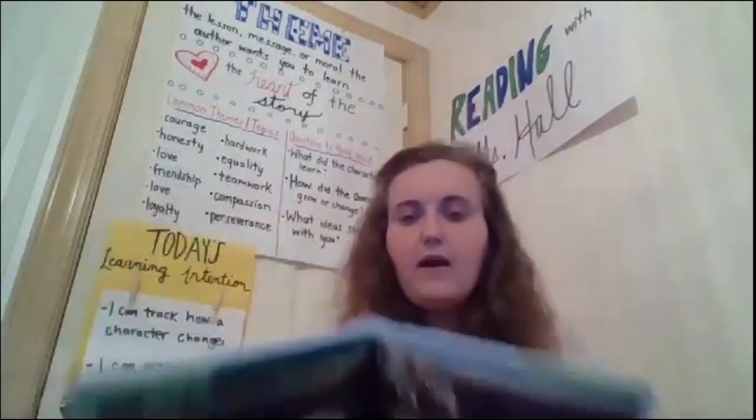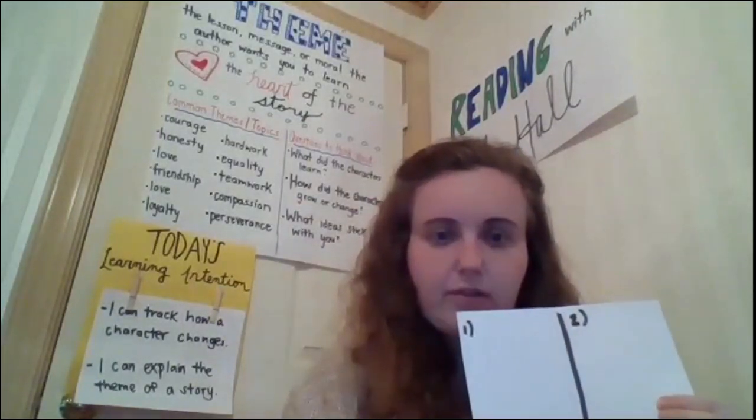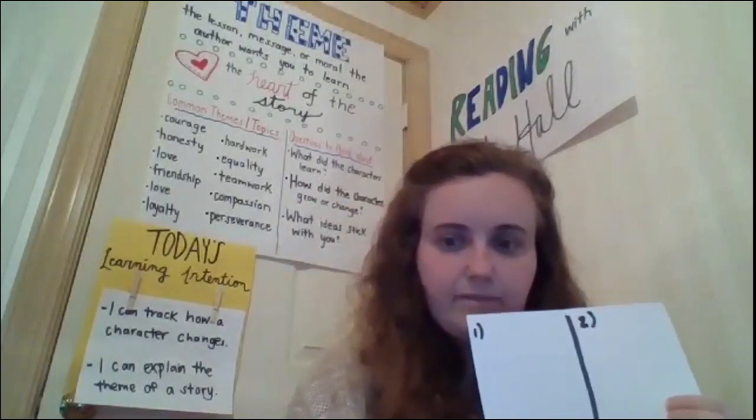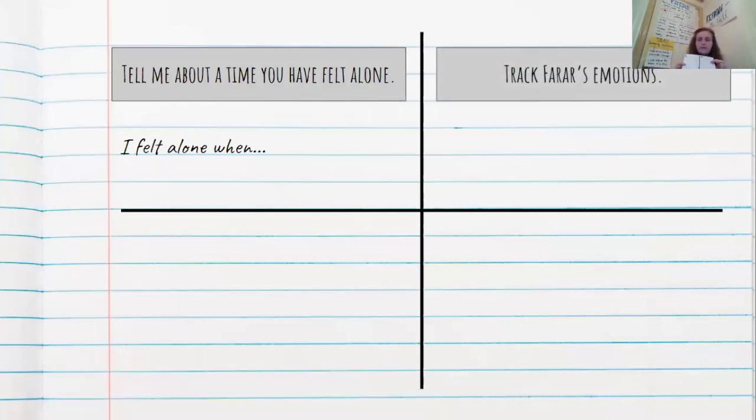All right, so we're going to pause here for a second on your chart. You're going to move into this second box, and I'm going to share my screen so I can show you what you are going to write in this second box. In this second box, your job is to track Farah's emotions. So far, what do you know about Farah? I want you to use this sentence starter: Farah feels blank, and I know this because. You're going to tell me how you know how Farah feels. So go ahead and pause the video and fill out that sentence.